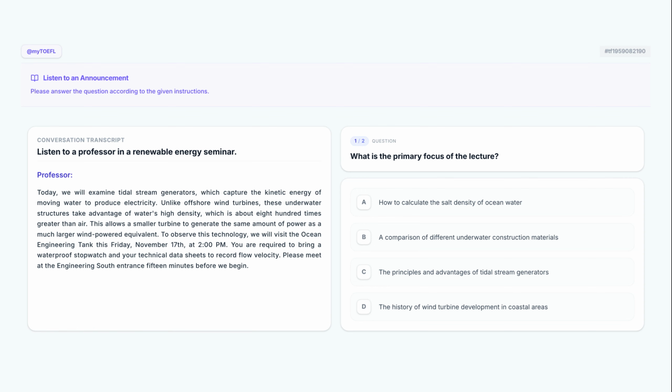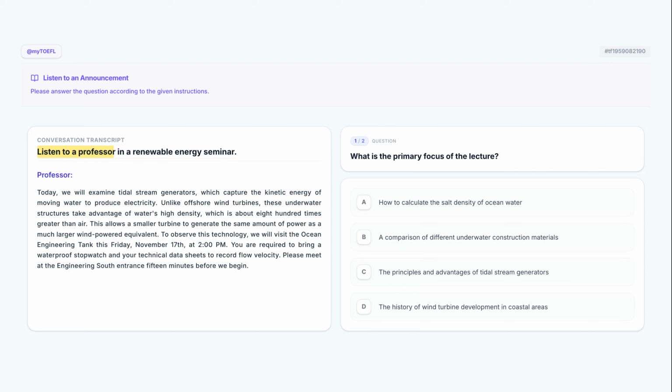To observe this technology, we will visit the ocean engineering tank this Friday, November 17th at 2 p.m. You are required to bring a waterproof stopwatch and your technical data sheets to record flow velocity. Please meet at the engineering south entrance 15 minutes before we begin.